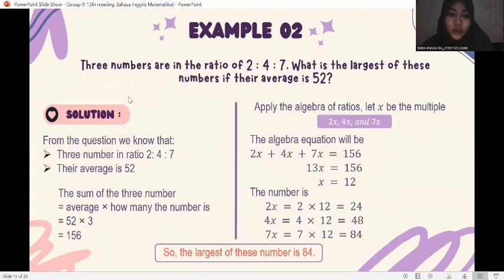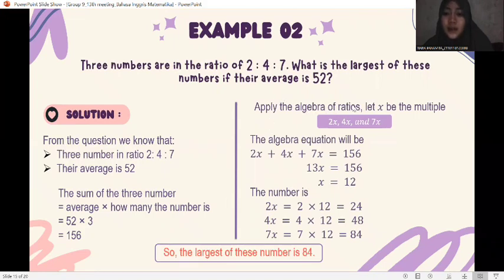Next, example 2. Three numbers are in the ratio of 2 to 4 to 7. What is the largest of these numbers if their average is 52? The solution is, from the question, we know that the three numbers are in the ratio 2 to 4 to 7. Their average is 52. So the sum of the numbers is the average times how many numbers there are. So 52 times 3 equals 156.